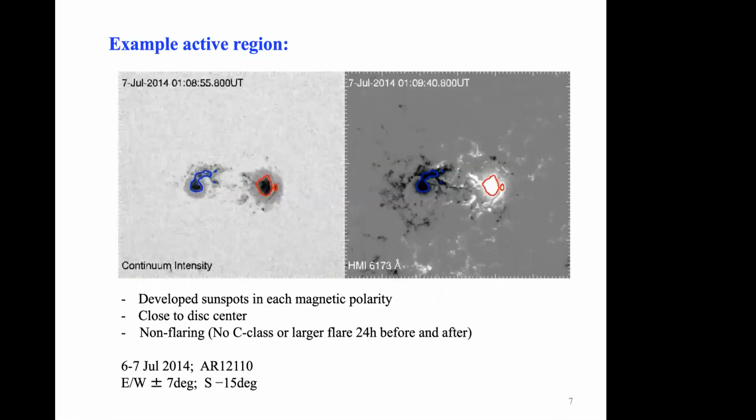To address these questions, we selected a couple of active regions from SDO HMI and AIA. We followed them for more than 24 hours. These active regions have fully developed sunspots in each magnetic polarity. They are close to disk center and they are non-flaring. These contours strictly outline the umbral-penumbral boundary, so they are outlining the outer umbral boundary.